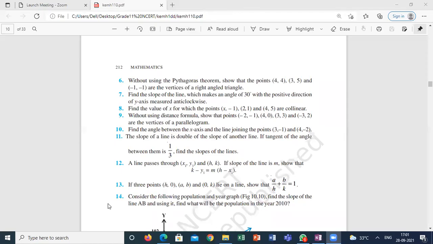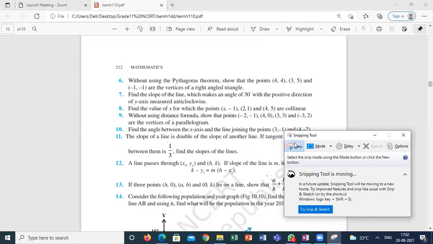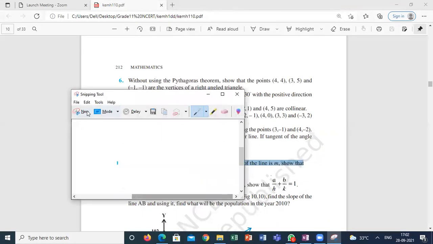So yesterday we did the questions up to number 11. Based on the concept of slope, today we are going to complete the rest of the 3 questions and we will continue with the next 2 topics.